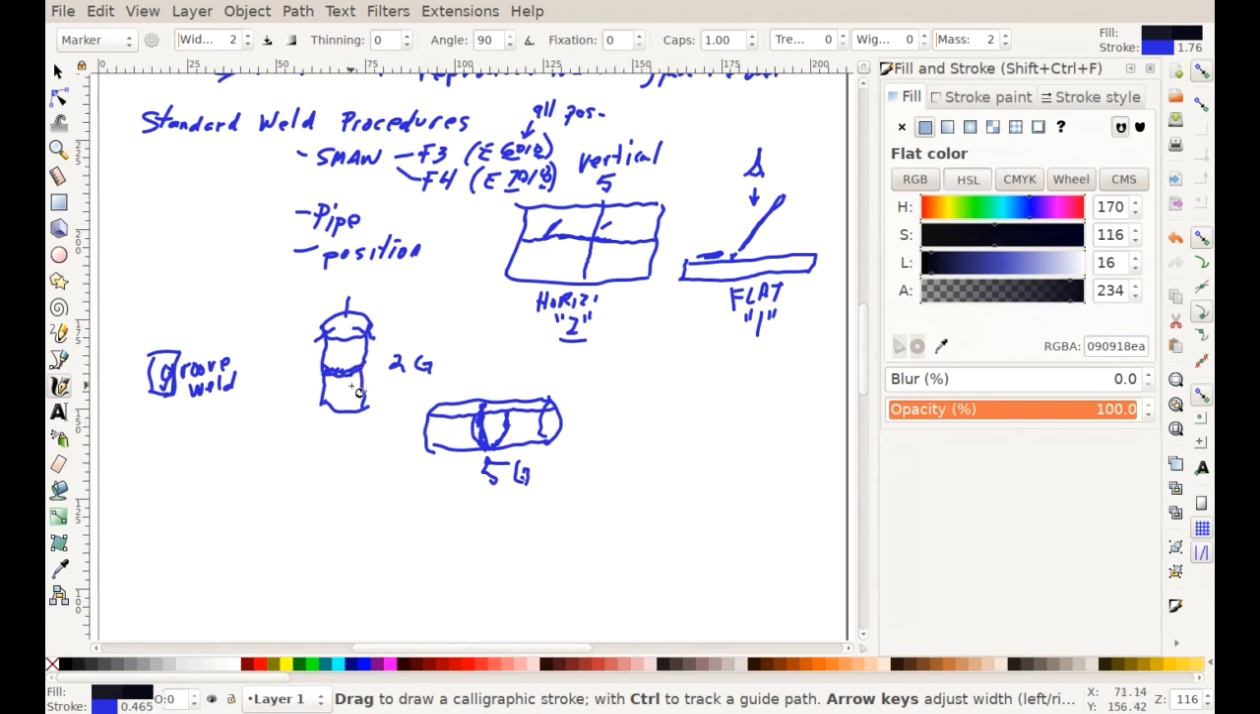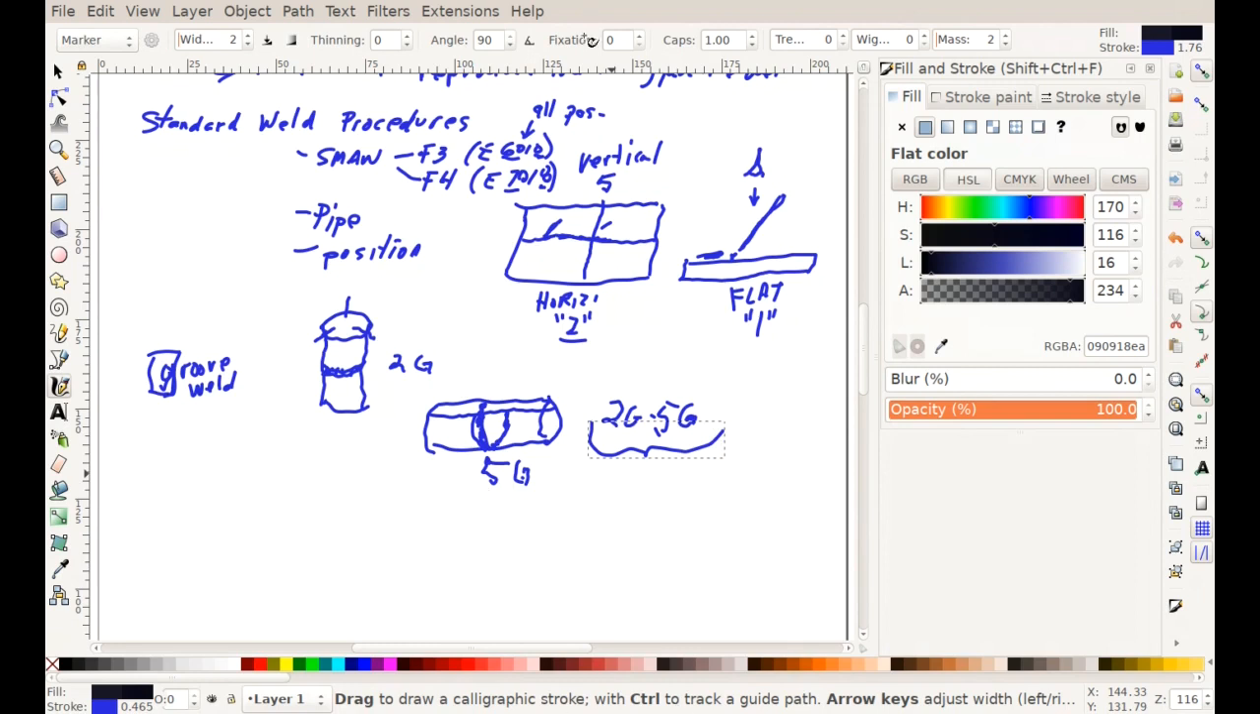Then what's going to happen is the examiner is going to cut it up into pieces, and they're going to do all of the destructive and non-destructive examination. And if I pass, the license that I get is going to be a 2G, 5G weld. And that says that I can weld in those positions. And a 2G, 5G is an all position weld.